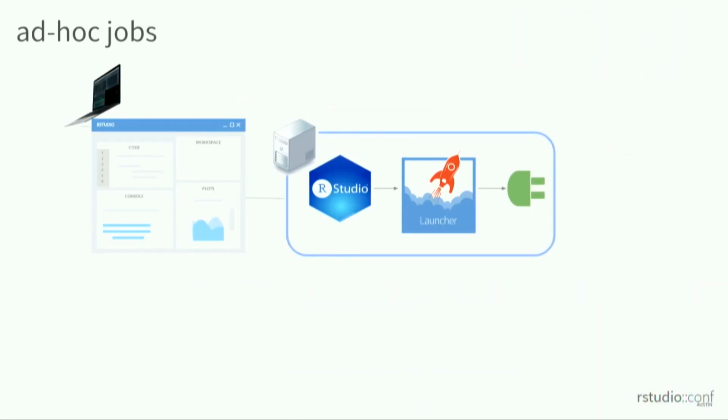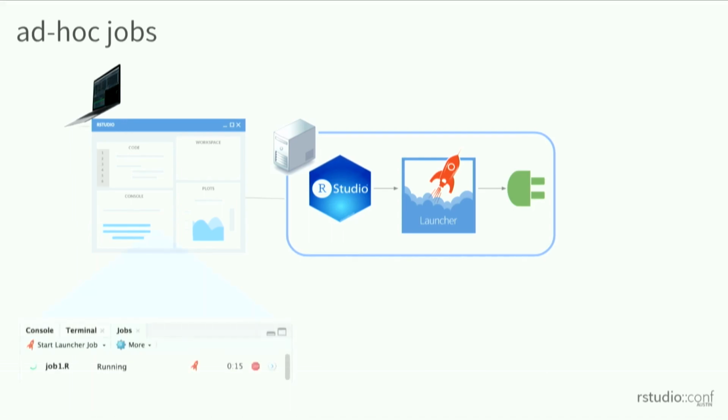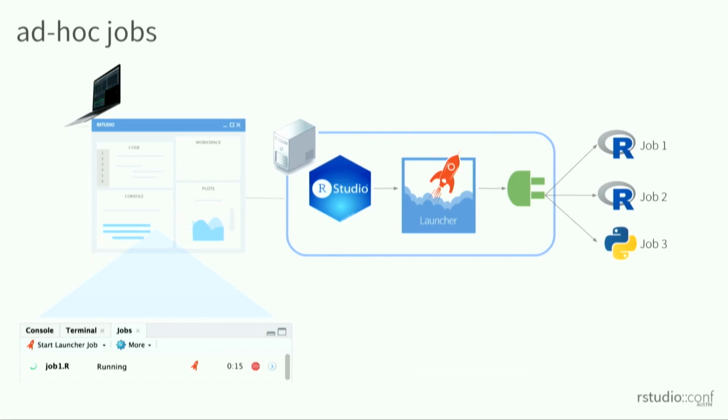So there are 2 types of jobs you can launch from RStudio. The first is ad hoc jobs, and that's what we were talking about in the first example. You can use the jobs pane in the IDE to launch specific scripts to run wherever the plugin is configured for. You might see that I snuck a Python job up there. The job launcher can also run Python jobs directly from RStudio.